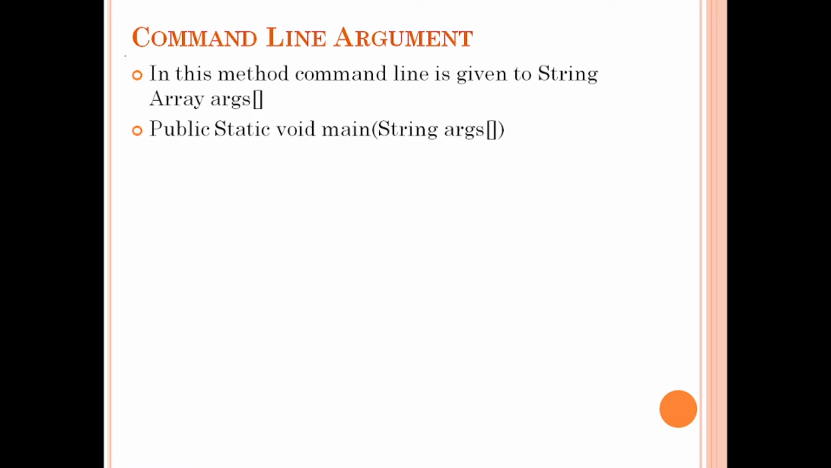So the first method is command line argument. In this method, command line input is given to the string array args. The string array is written in our main method, that is public static void main String args, and the values entered by user are stored in this array. Now let's see the example of this method.